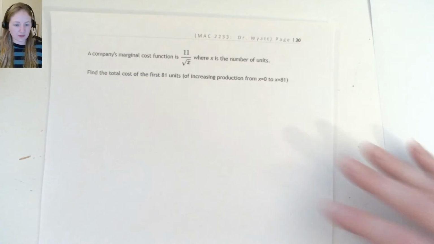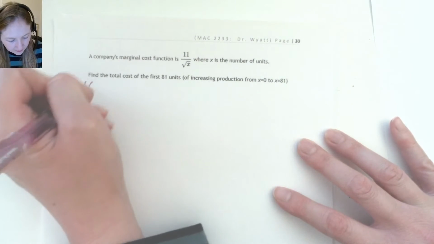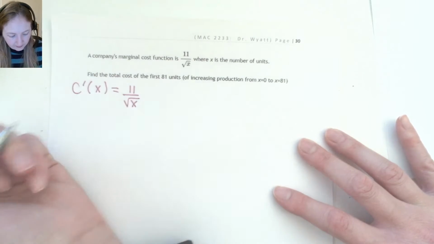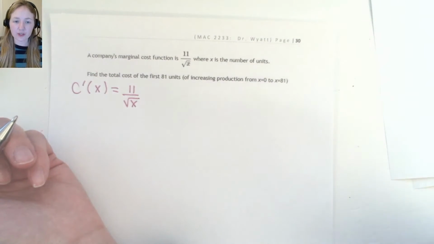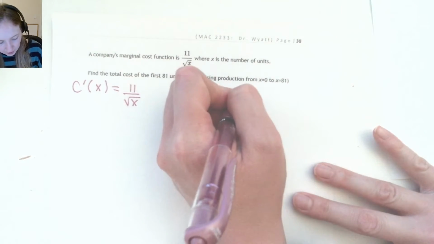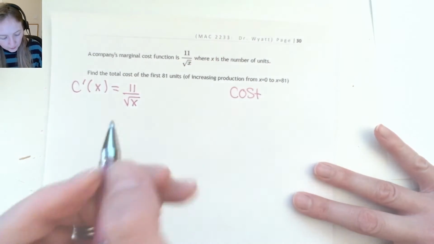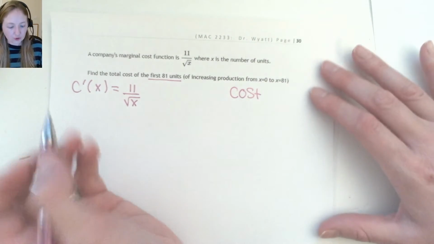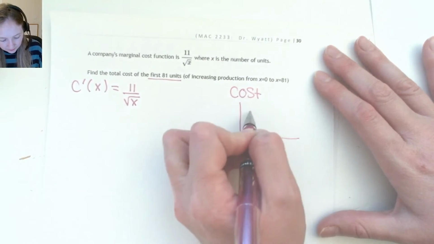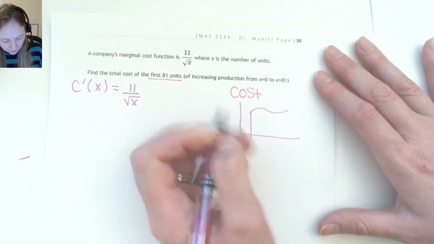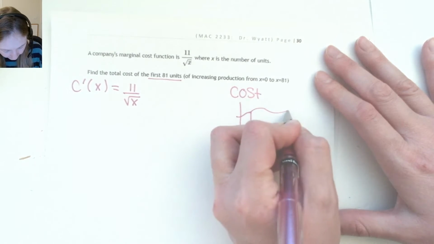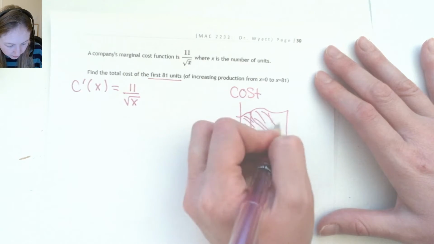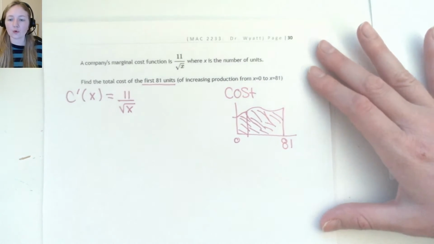So here it says that the marginal cost, so that's my c prime of x, will be 11 over the square root of x. Now, this is a different question. It says find the cost when the first 81 units are produced. So remember that we are thinking about like a little function here, and if we start at 0 and go to 81, if we find that area under the curve, that's going to give us our total cost.